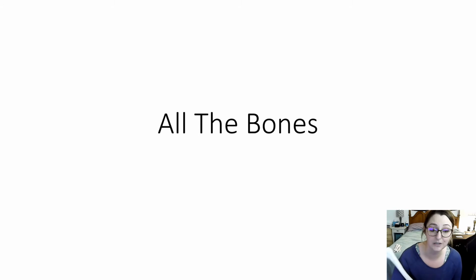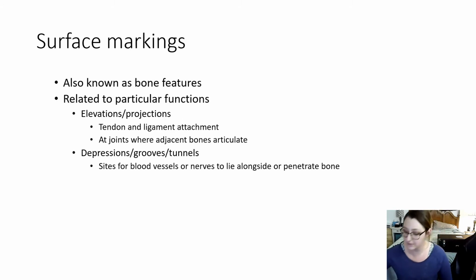So moving on to the rest of the bones. We are going to talk about various surface markings on the bones. These are known as bone features. They serve the purpose of relating to various functions having to do with the bones. So elevations and projections are going to be for tendon and ligament attachment. Think about where your muscles need to attach in order for leverage to occur. Depressions, grooves, and tunnels, as well as holes, are going to be where you have blood vessels and nerves penetrating through the bone to get to whatever structures are on the other side of the bone.